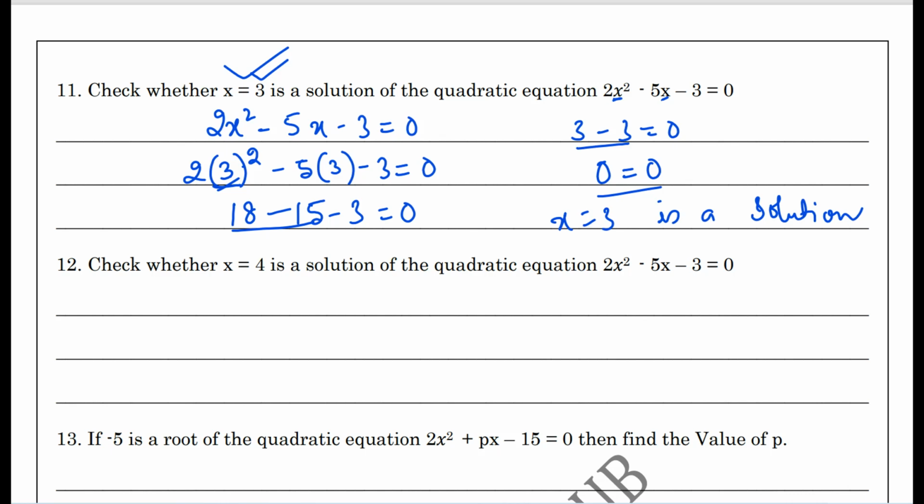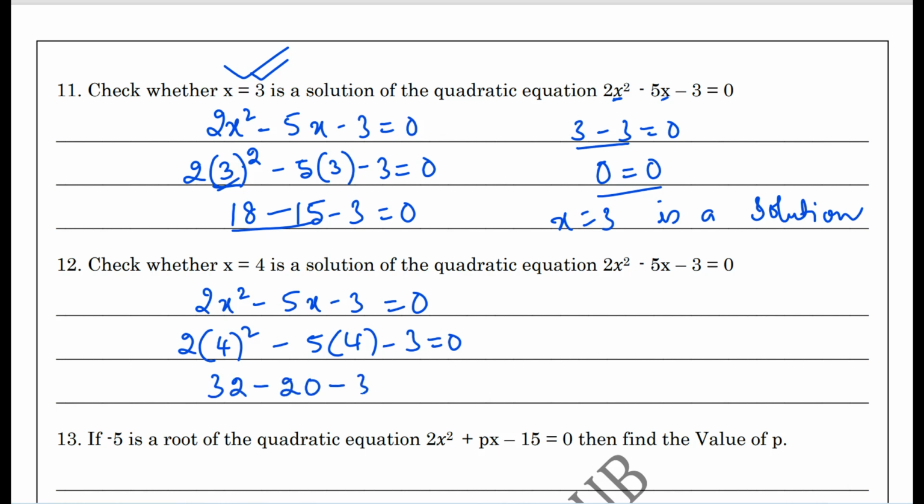Let me check for 12th question. 2x square minus 5x minus 3 equals 0. Now replace x by what? 4. 2 into 4 square minus 5 into 4 minus 3 equals 0. 4 square is 16, 16 2s are 32, minus 5 4s are 20, minus 3 equals 0. What is 32 minus 20? It is 12. Now 12 minus 3 equals 0.